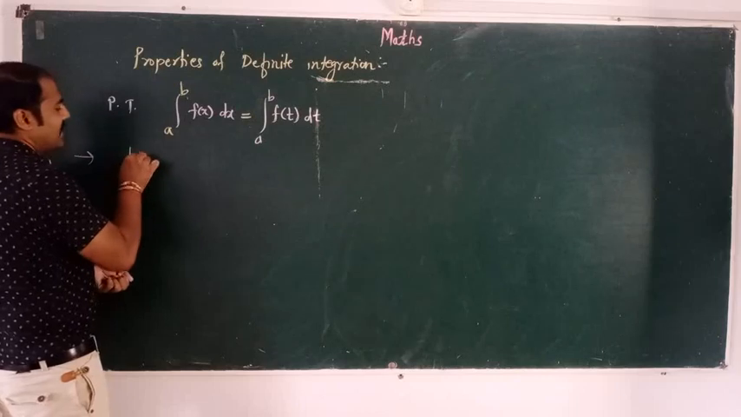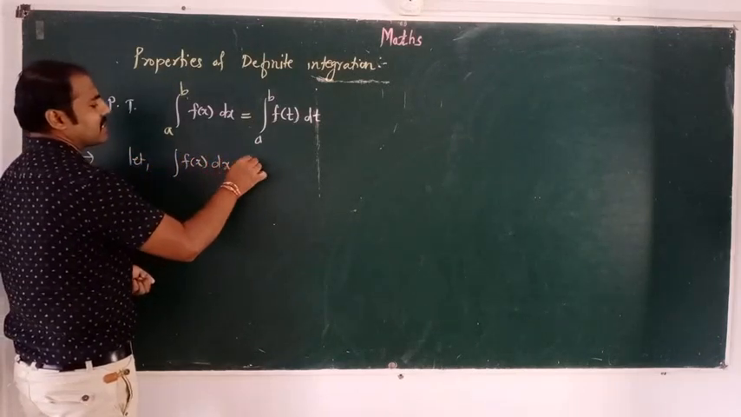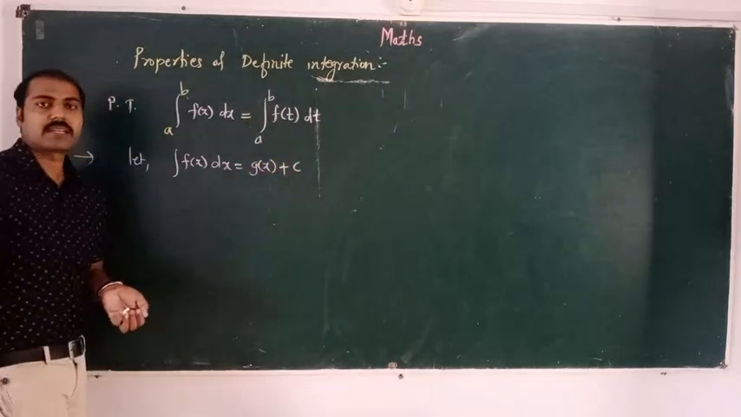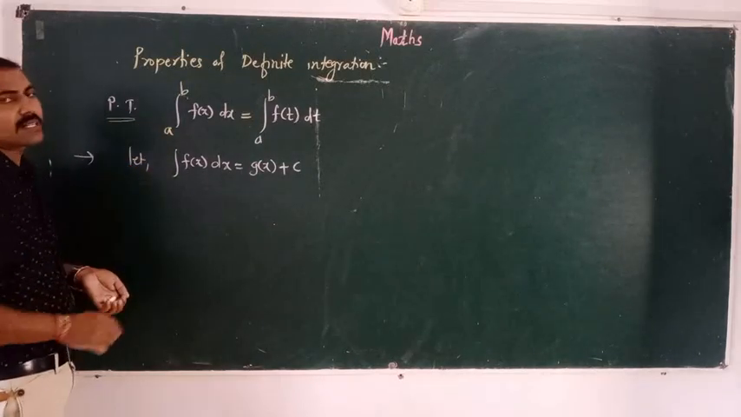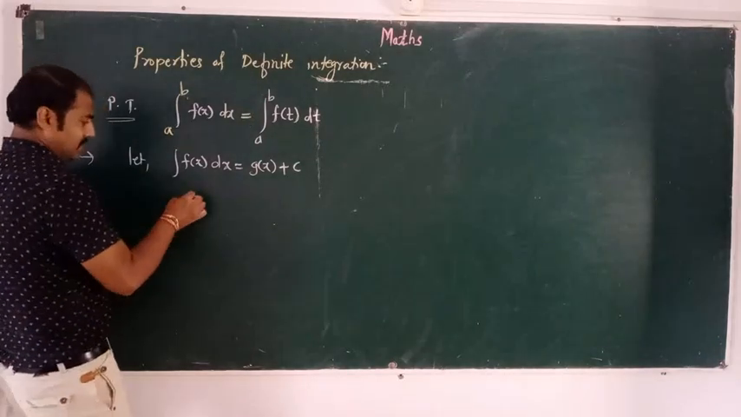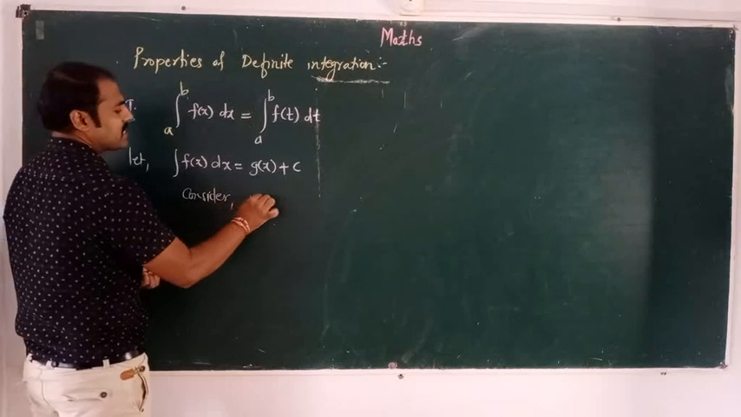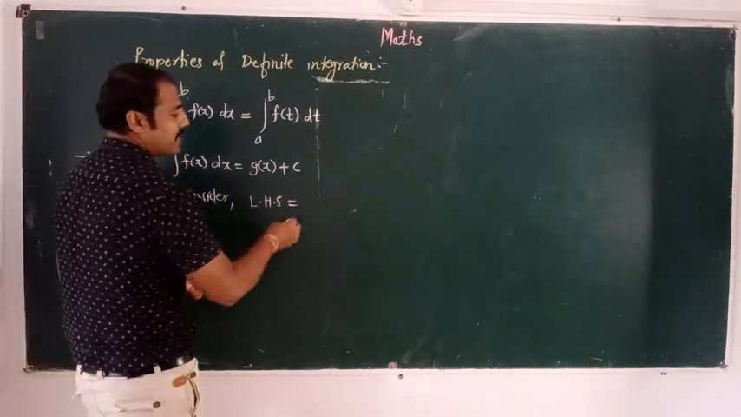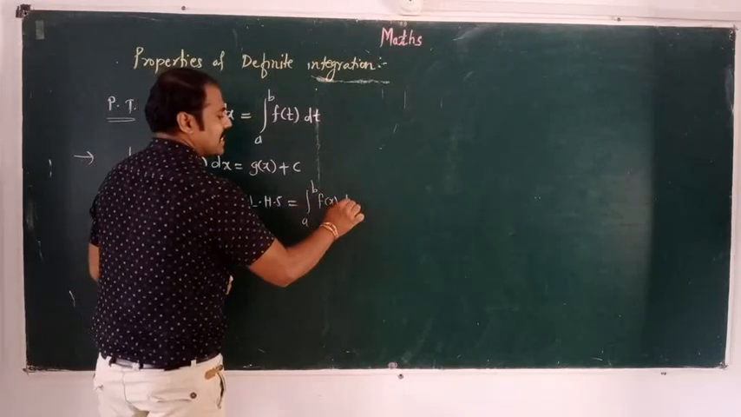First, let the integration of f of x dx be g of x plus c. Integration of f of x dx is equal to g of x plus c. Taking LHS, consider LHS is equal to the integral from a to b of f of x dx.